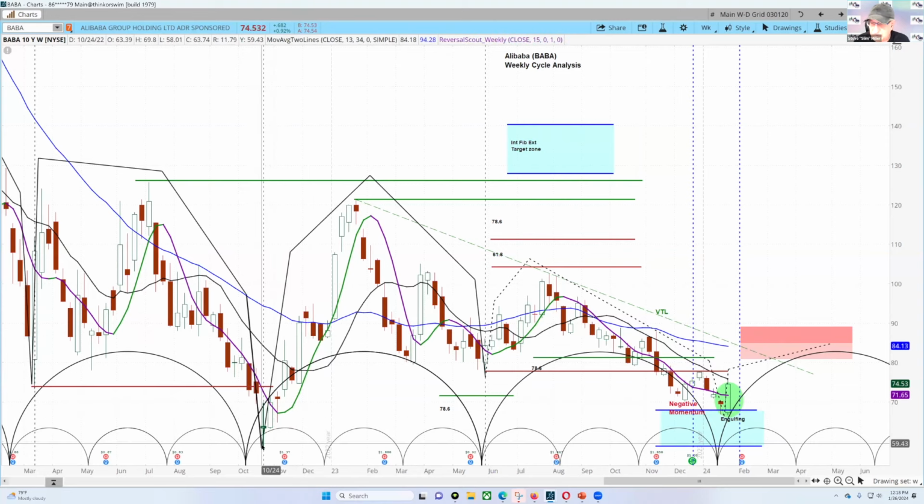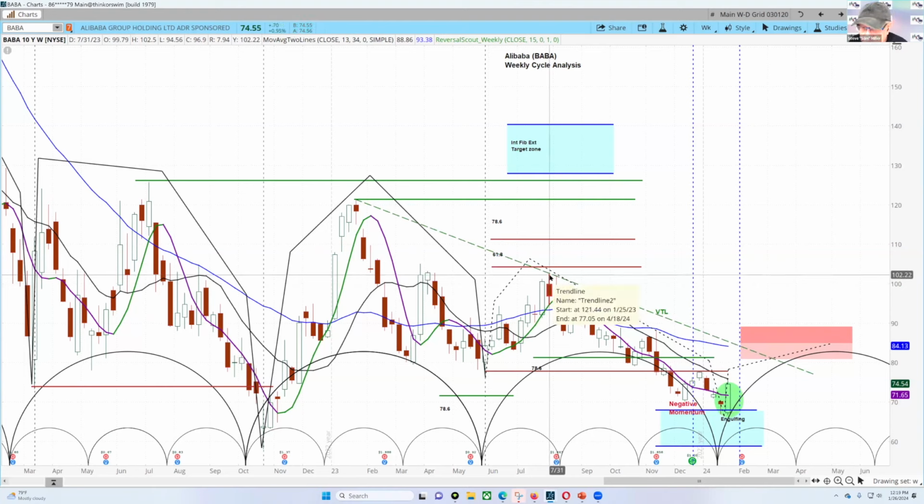Of course, this move right over here was from 60 to 120. That was a double just in the first part of this cycle. This one over here was from around 77 to around 102, so that was about a 45% move. So this could be a big move in here.